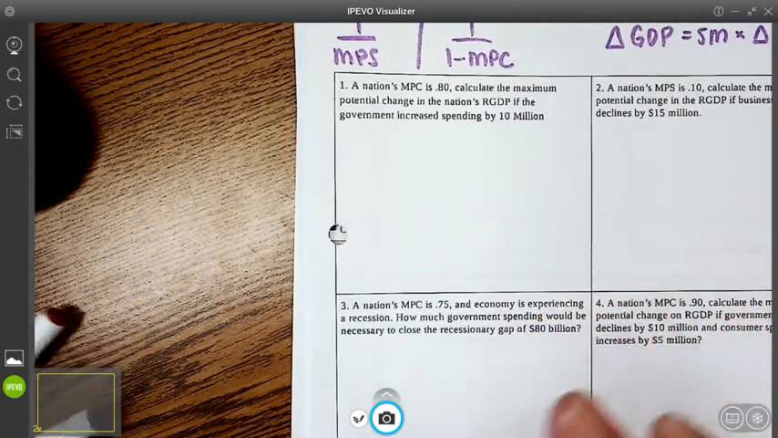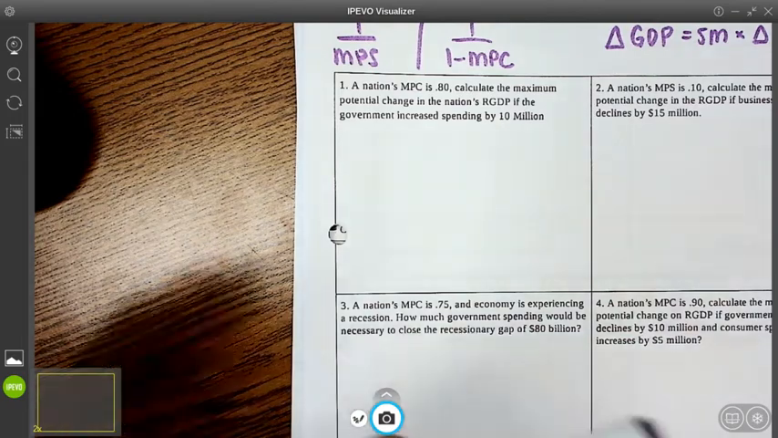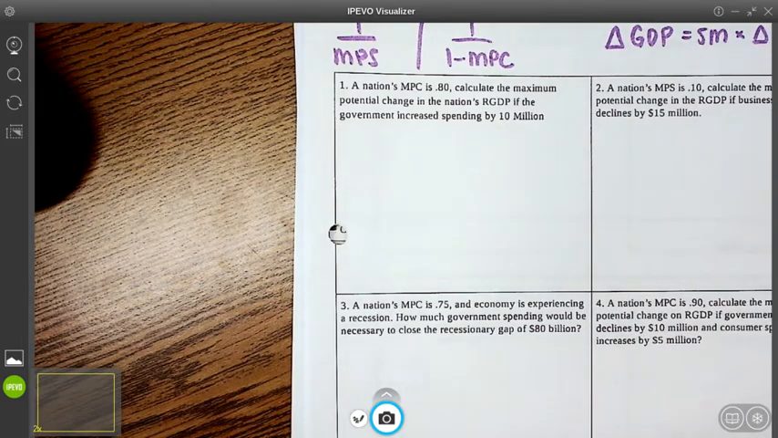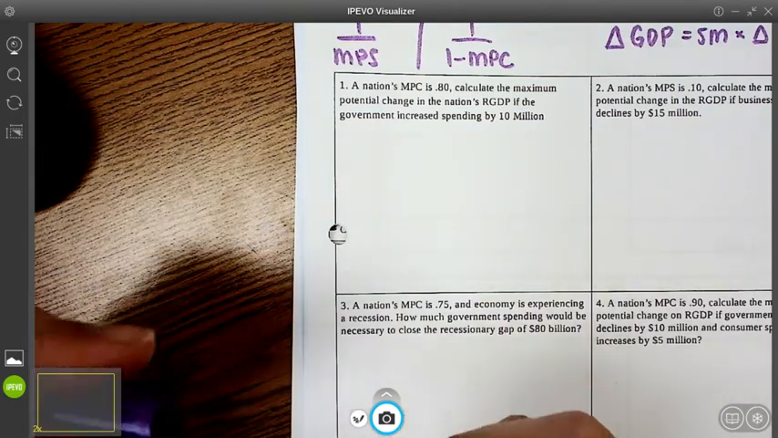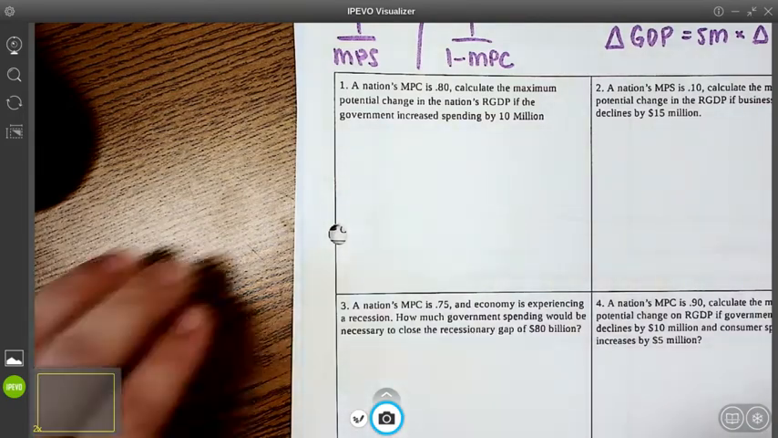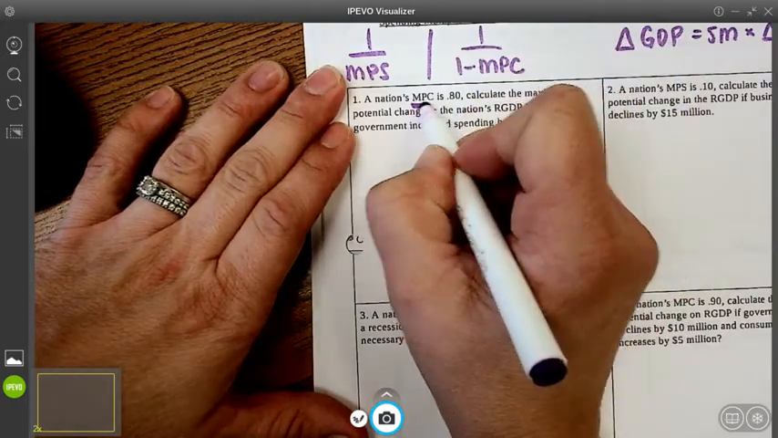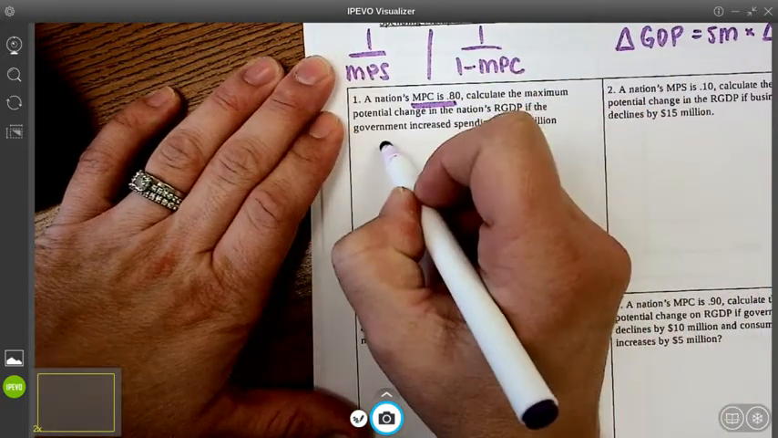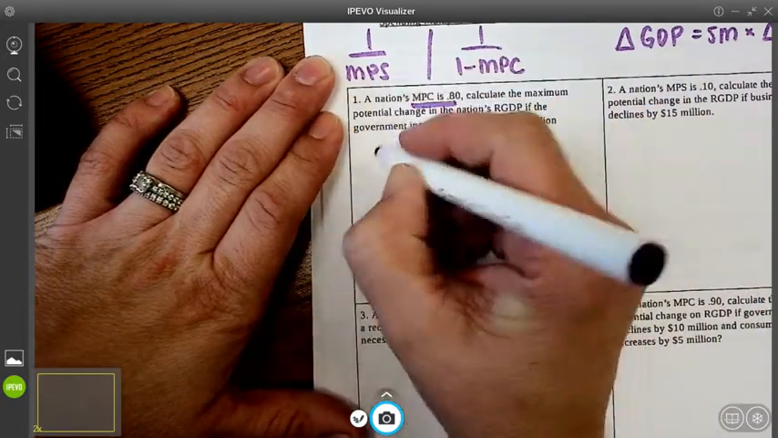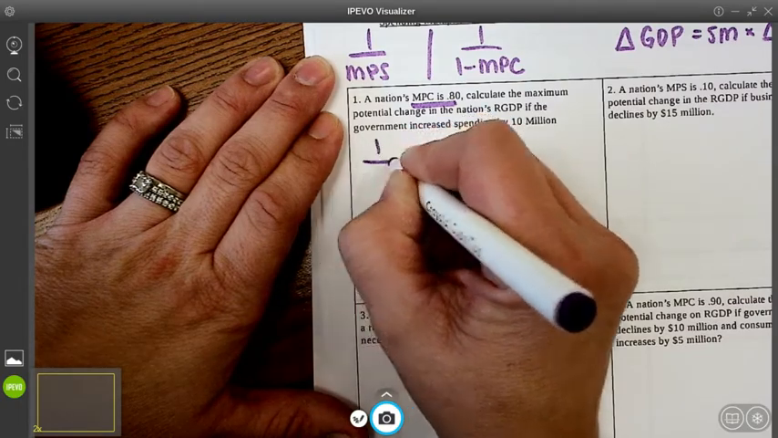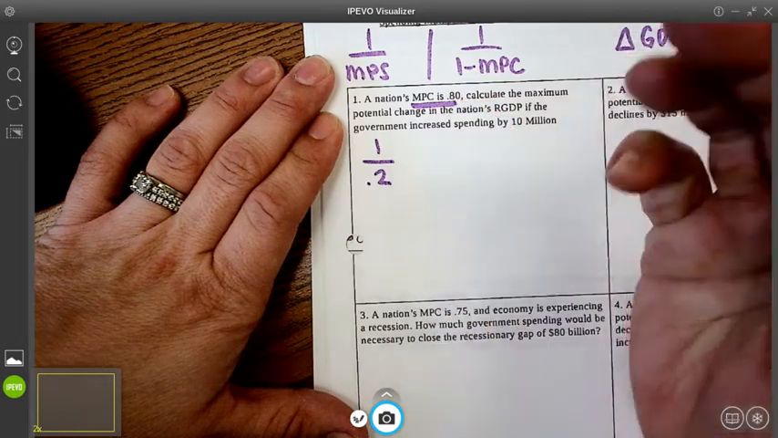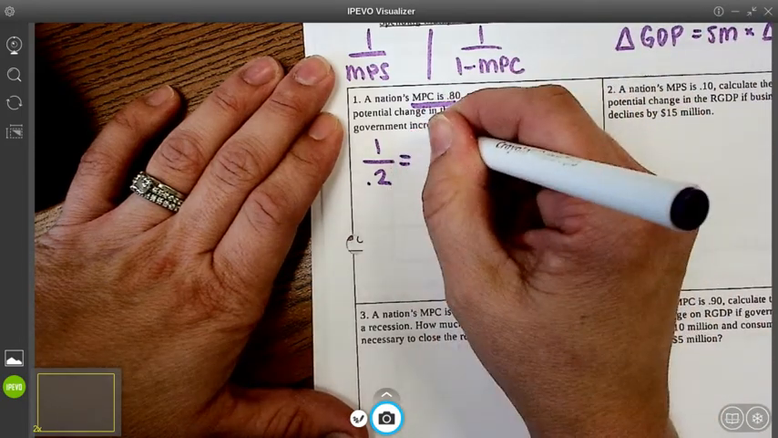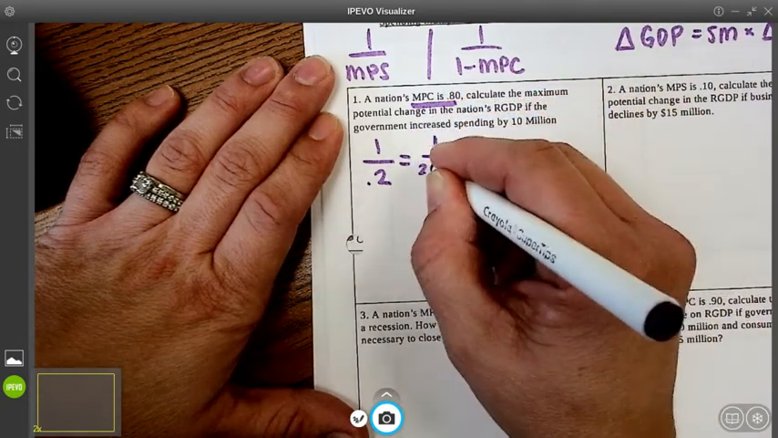So in the first example, it says that the nation's MPC is 0.8. Calculate the maximum change in the GDP if government spending increased by $10 million. So first, we know the MPC is 0.8. So that means using this formula, our multiplier is going to be 1 over 0.2. And I did that by subtracting 0.8 from 1. This is also the same as 1 over 2/10.